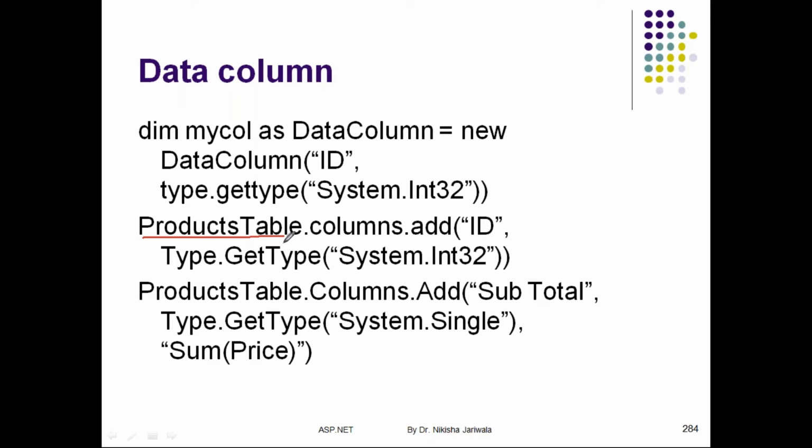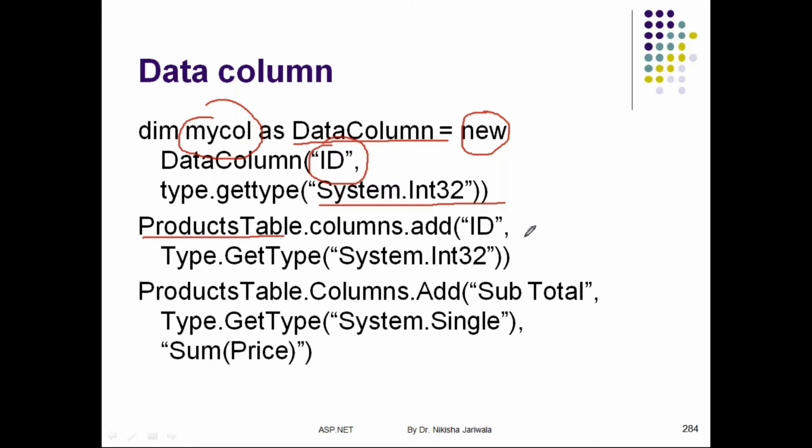Now if I want to create data column, then I will use the DataColumn class. If I want to create a column within my table, within my data set, I will use the class that is DataColumn. I will create a reference of that data column, that is my col, right? After that I will use the new keyword to explicitly allocate the memory, right? After that I need to specify the name of the column and the type of the column which I want to use for that particular data column, that is the data type of that particular column.